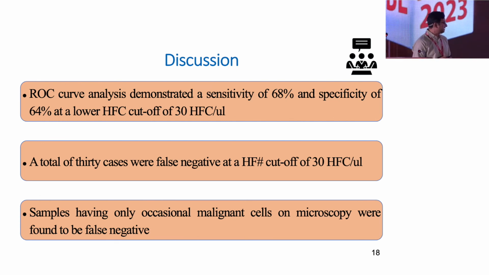Amongst these cases, a total of 30 cases were found to be false negative. Then we reviewed all these cases and we found that the cases which had a lower percentage of malignant cells, that is only occasional cells seen on microscopy, were found to be false negative, because they had a lower percentage of high fluorescence cells because of a lower number of malignant cells.